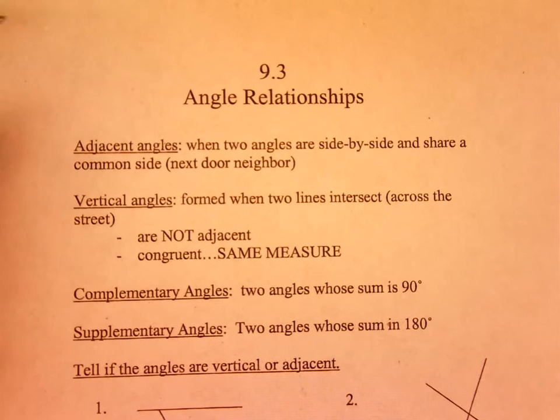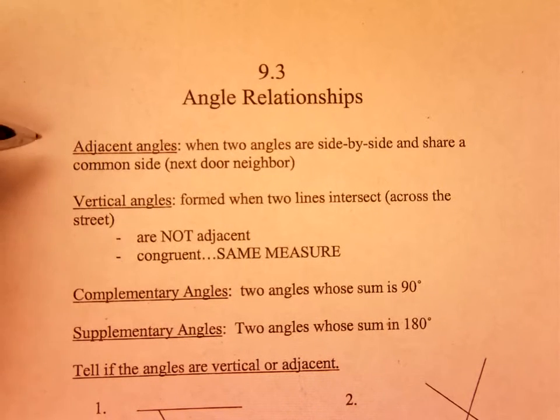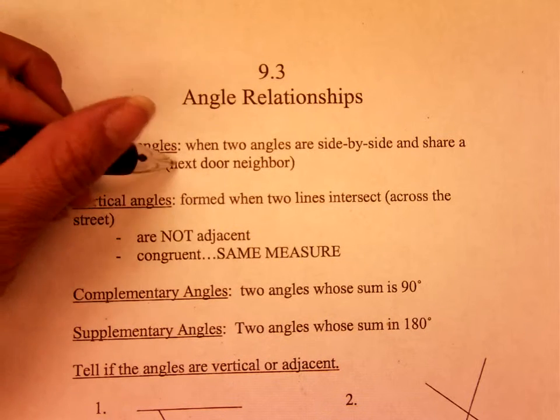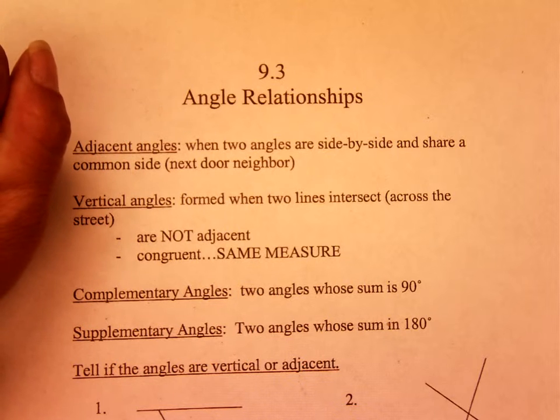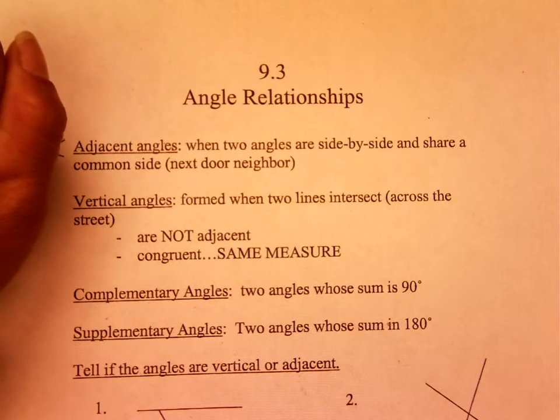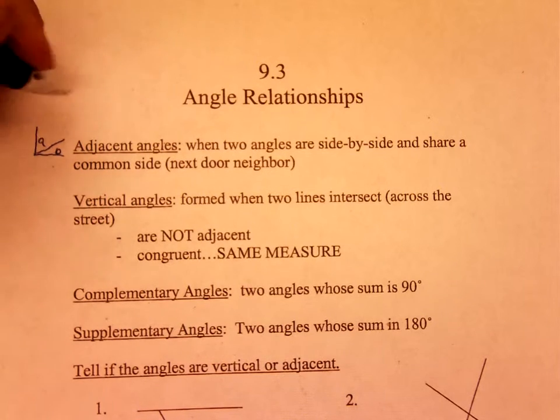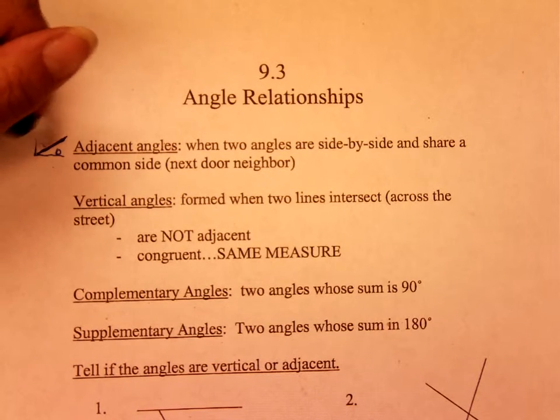Okay, so today's lesson is 9.3, angle relationships. An adjacent angle is when two angles are side by side and share a common side, which means that they live next door to each other. So an adjacent angle can look like this. You have an A and a B. So they share a wall. Here's where they share a wall.